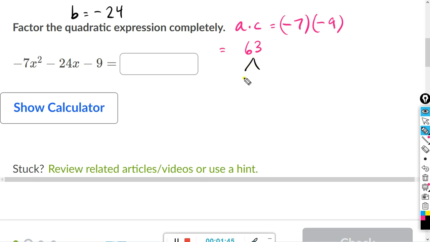Okay, for 63, we have 7 times 9. And of course, -7 times -9. And if I do 3 into 63, 63 divided by 3 is 21. And also, of course, -3 and -21. All right. So do we have a pair of numbers that adds to -24? Yes, that's right here.